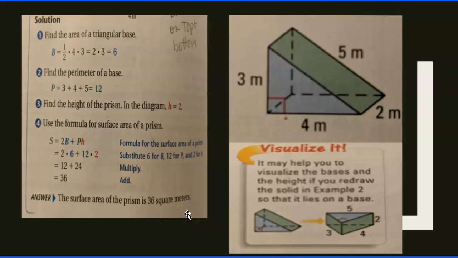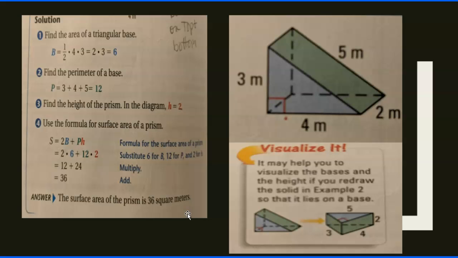So I hope that explanation was helpful. I would also like for you to take a look at page 485, where it gives the formula for a cylinder, and we're actually going to be using that in a future lesson. So make sure you take a look at that formula. The surface area is going to equal 2 times the area of the base, plus the circumference of the base times the height.